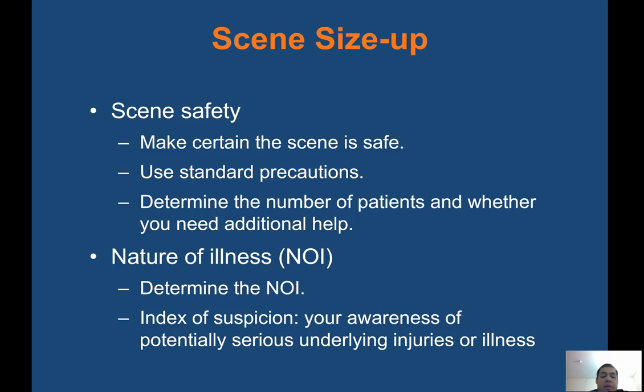Nature of illness. Determine the nature of illness. Okay. Figure out what's going on. Figure out what they're complaining of. Index of suspicion. Your awareness of potentially serious underlying injuries or illness. So basically what this means is, especially in trauma, you expect certain types of injuries for certain types of traumatic events. So on a car crash, when somebody's rear-ended, their head's going to snap back. So they're probably going to complain of neck pain. Or if the steering wheel is deformed, they're probably going to hit their chest. So have your index of suspicion.